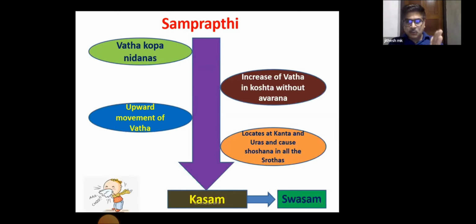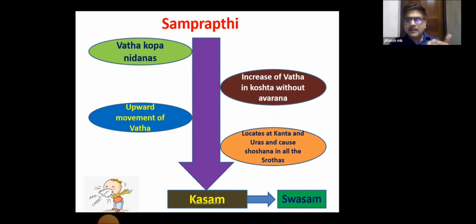This is why I told you that the first Samprapti is very important. There are two types of Sampraptis: one, the Samprapti with Avarana, and the other, the Samprapti without Avarana. Here, in a typical Vatika Kasa, there is absolutely no Avarana. And thereby, the treatment also differs from the other set.